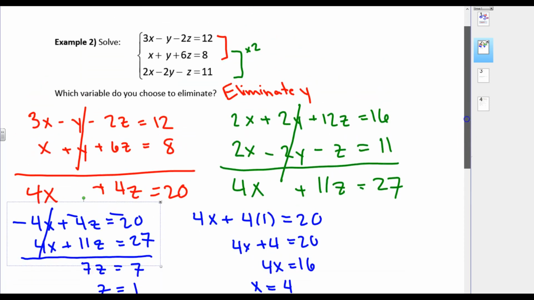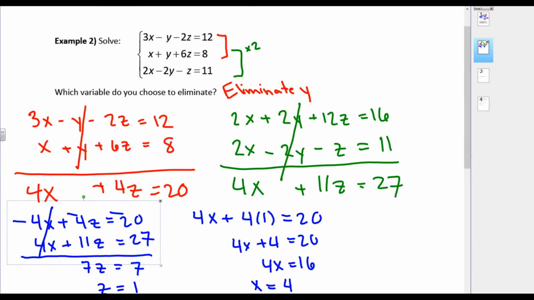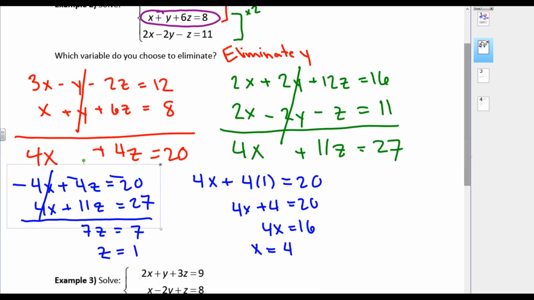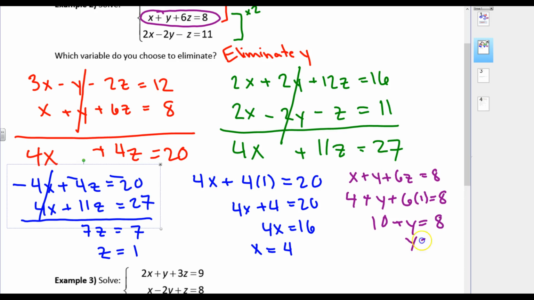I now want to plug into one of my three original equations to get y. I'm going to plug into this middle one, just because it seems a little bit simpler than the others, to get my y value. So if x plus y plus 6z equals 8, well, x is 4, I don't know y yet, and z is 1, equals 8. That becomes 10 plus y equals 8, so y must be -2. So my final answer, the ordered triple, is x is 4, y is -2, and z is 1.